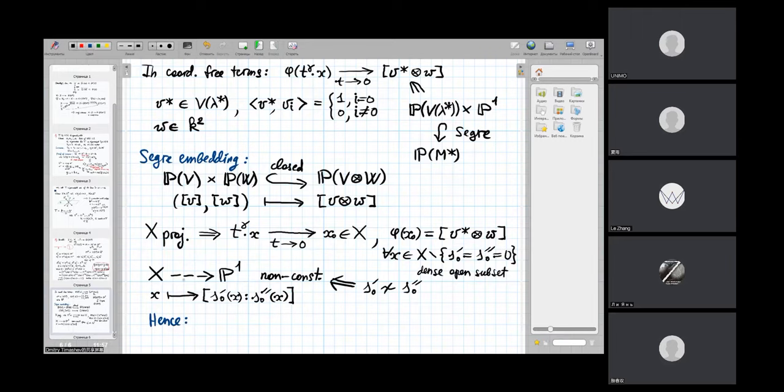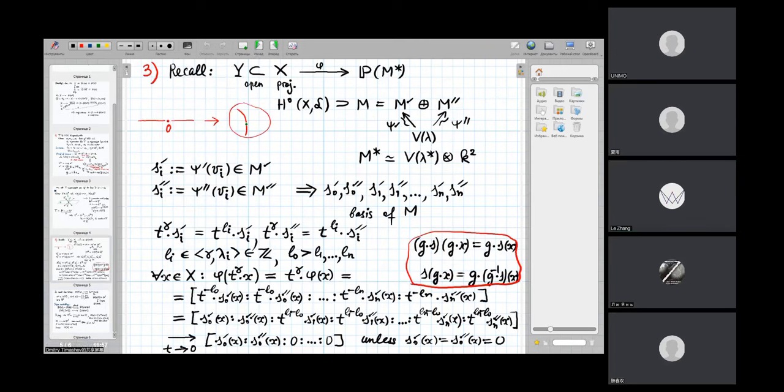the image of X under phi is a closed projective subvariety in this projective space P of M star. The image of X under phi contains the points of the following form. Yeah? Phi is a projection, right? You may say it is a projection from how it was constructed, but actually this is not important so far. It is just a morphism from X to this projective space, a morphism corresponding to the choice of this subspace M in the space of global sections of the line bundle L over X. Go on. Okay.